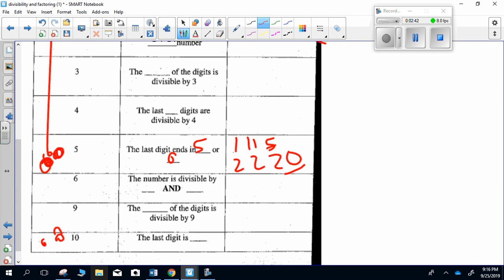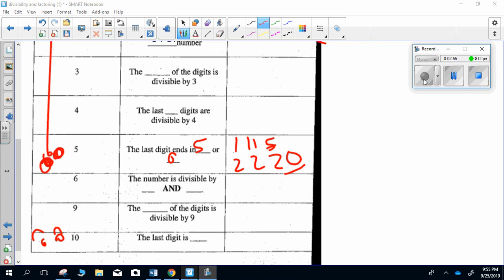Now we're going to get down to 10. 10 is also another one that needs its eyeballs. A number is divisible by 10 if the last digit is a 0. Any number that ends with a 0 is divisible by 10. If you look at your chart, you've got 10, 20, 30, 40. That whole column is 10. So those are our three look-for rules.